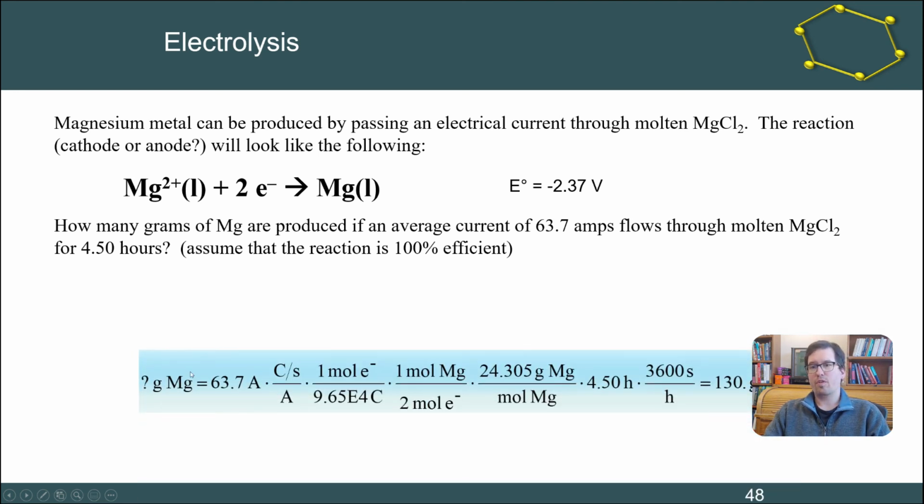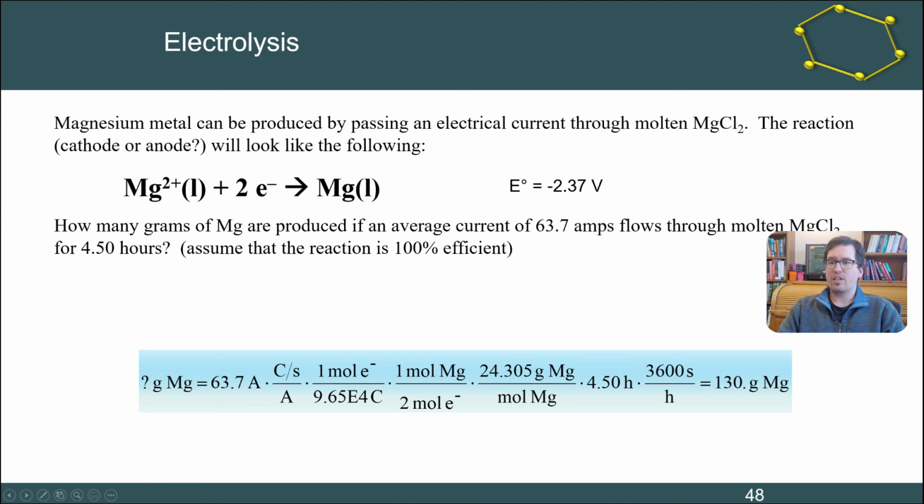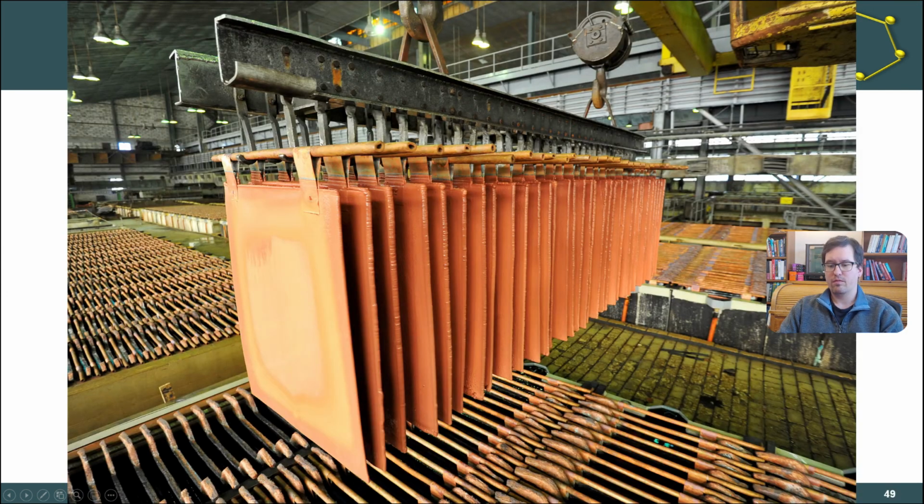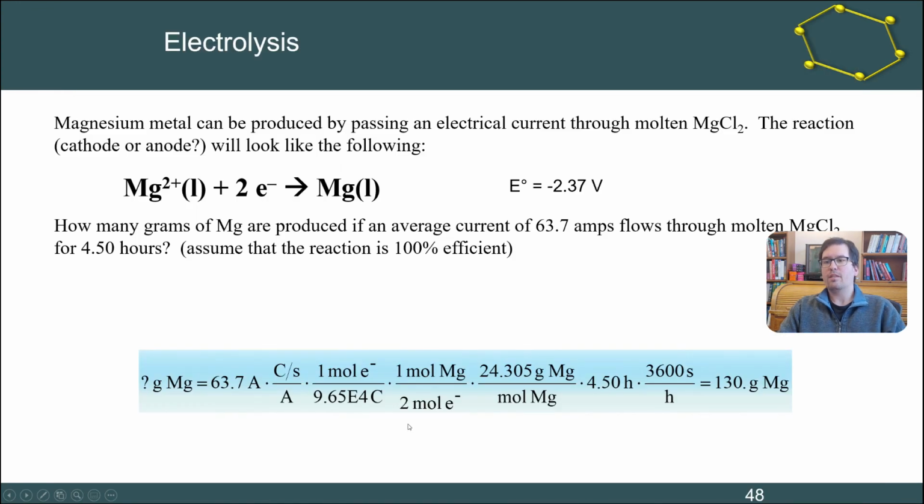All right, we're solving for the mass of magnesium that we can plate out. Here's our amperage, 63.7. We use our identity that 1 amp is the same as a coulomb per second. So 9.65 times 10 to the 4 coulombs then per mole of electrons. And then we have, again, 2 moles of electrons are required to reduce 1 mole of magnesium down to magnesium metal. So 1 mole of magnesium has a mass of 24.305 grams. And we're doing that now.